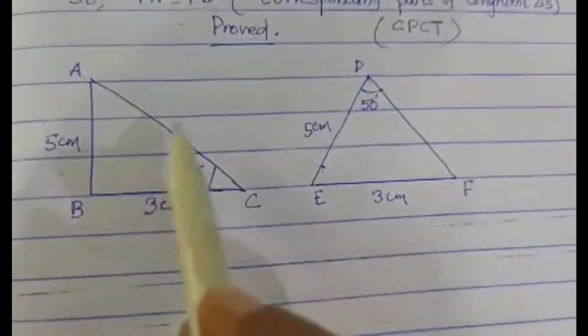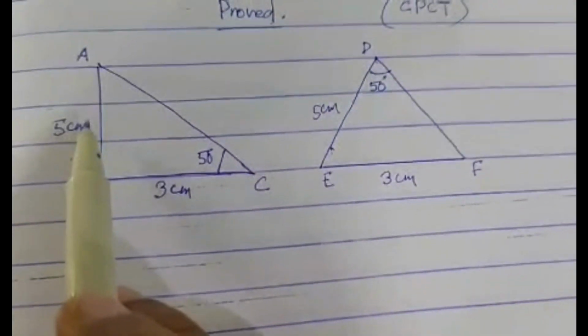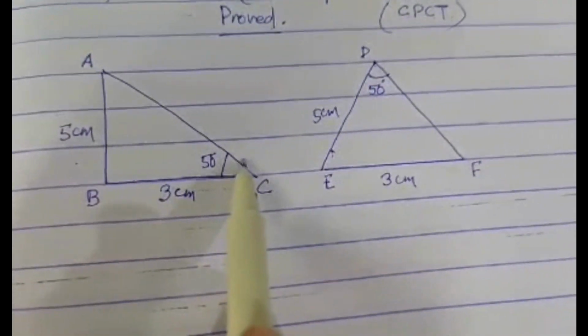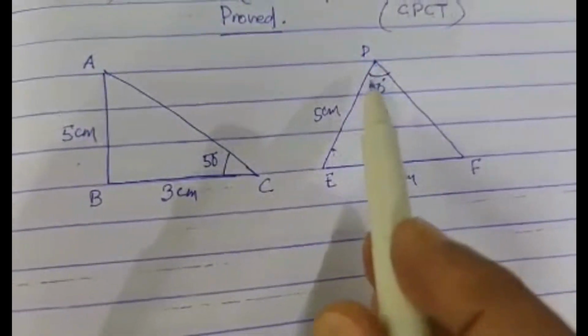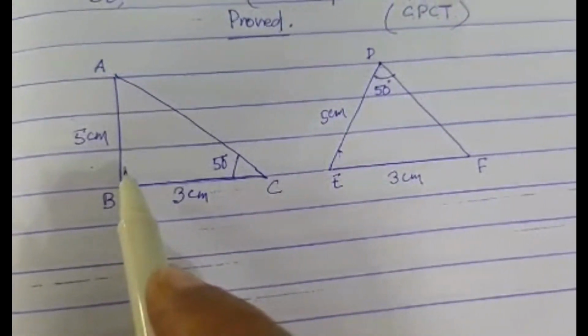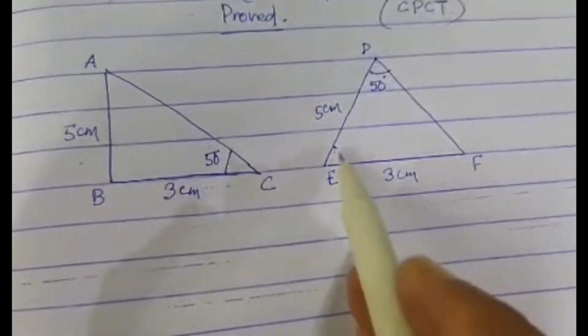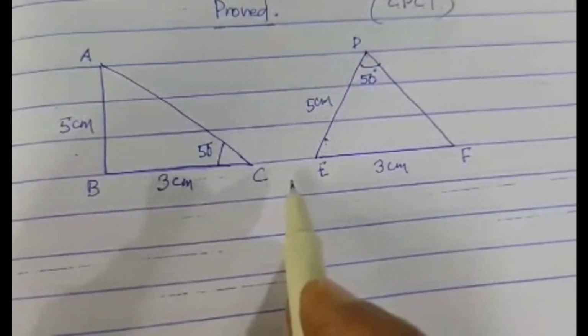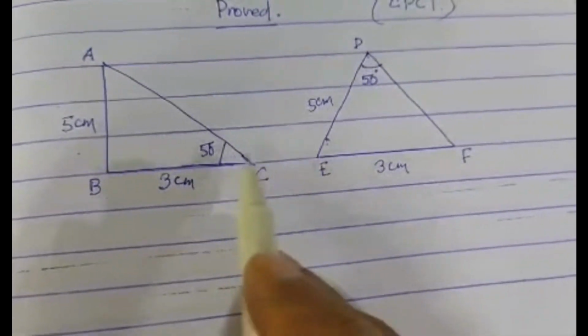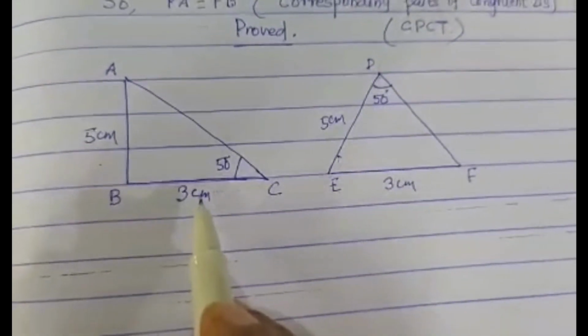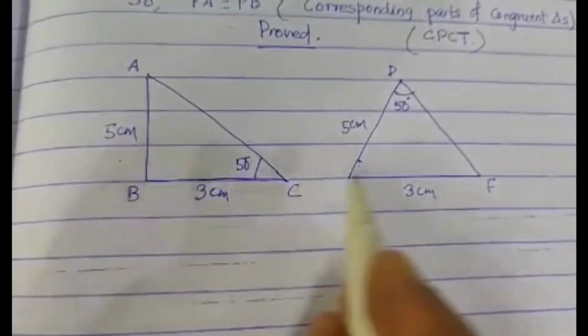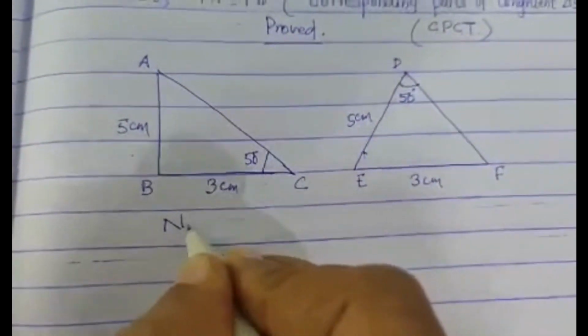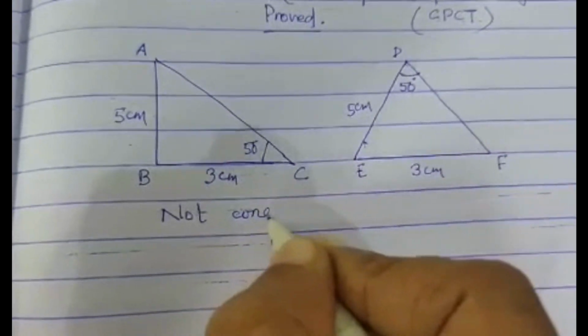Here the angle is not included, so basically these sides are equal, angle is here, these sides are equal, angle is here, so the angle is not included. If it was here, then we could easily say that these two triangles are congruent, but in this case, you can say that these triangles are not congruent.